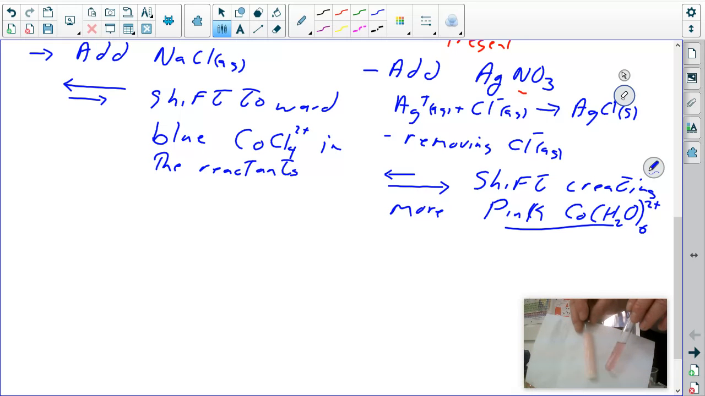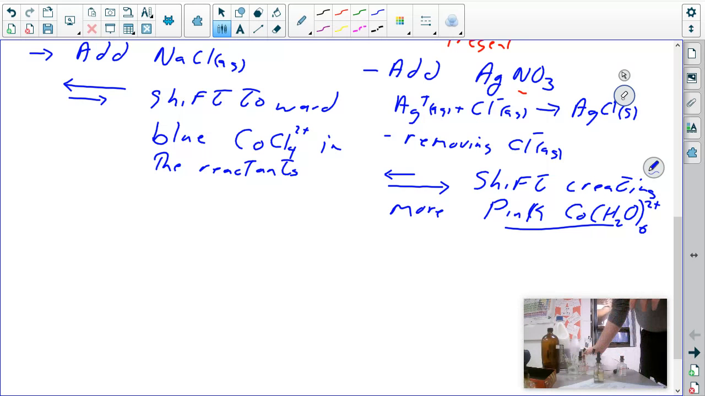And if I let it sit long enough, it will settle to the bottom, and I know it's hard to see, but there is some solid white stuff at the bottom here, and it most definitely is pinker than this sample here. So our predictions as we went through, we can see the evidence of those predictions and the evidence of that equilibrium shifting.